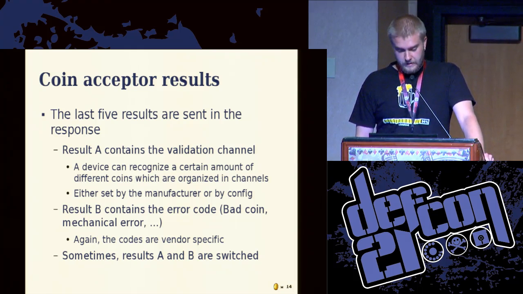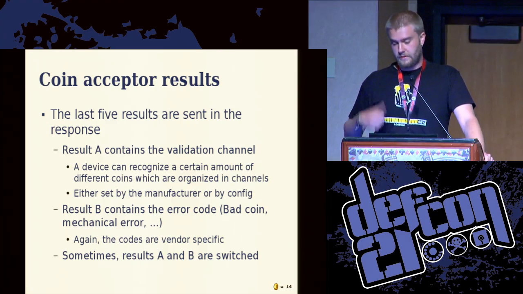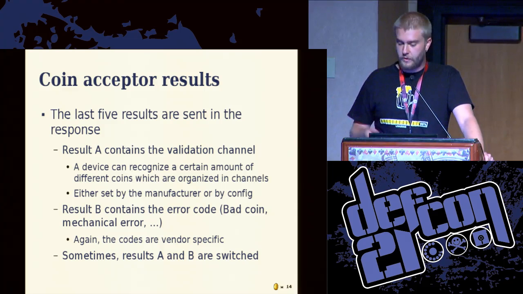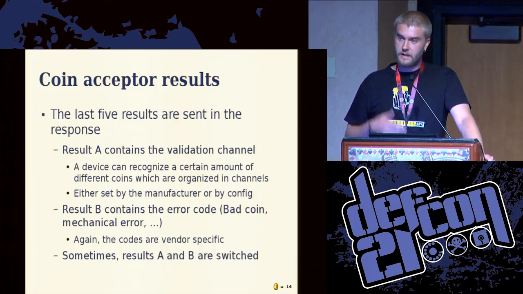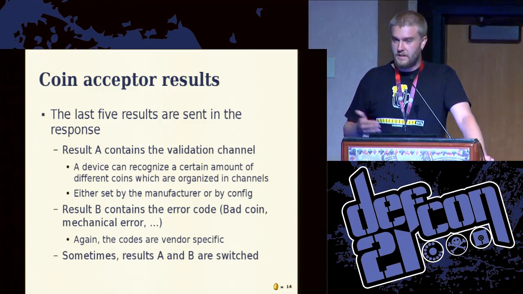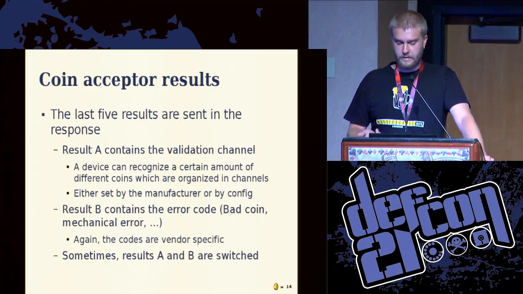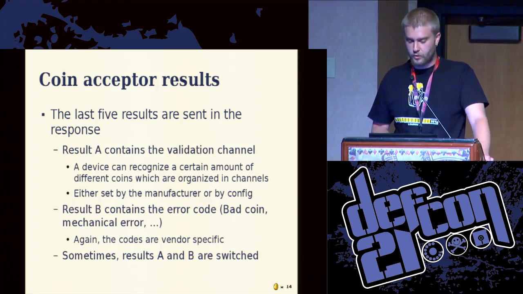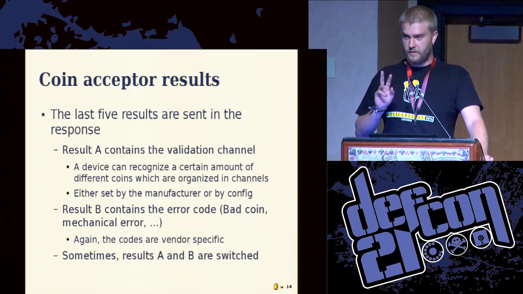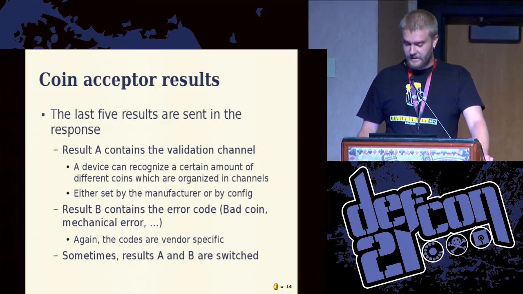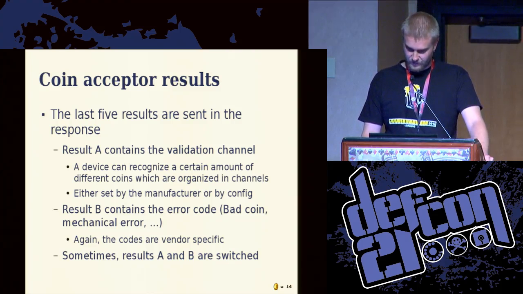The second byte contains the error code, so whether it's a bad coin, if there was an error recognizing the coin, or if the coin was accepted. The problem is that all these codes are vendor specific, so if you buy different kinds of coin acceptors, they won't have the same error codes or error IDs. And even sometimes the 2 bytes are swapped. So you really need to have the documentation, or you will have lots of trouble doing this.